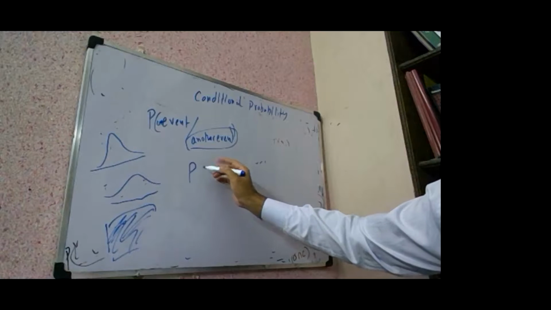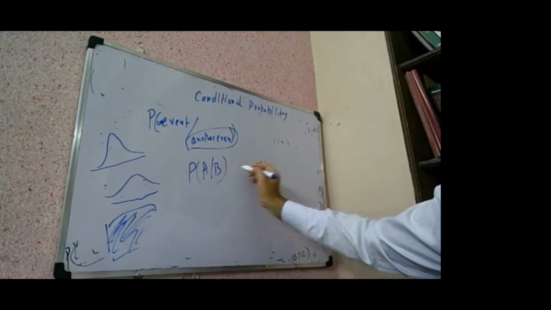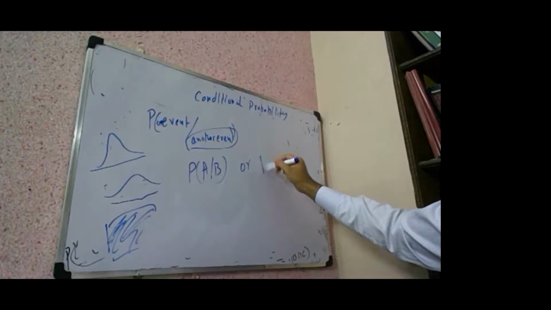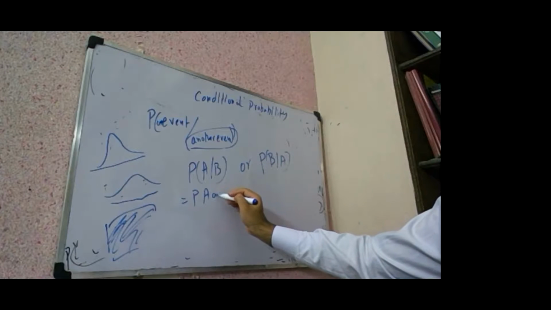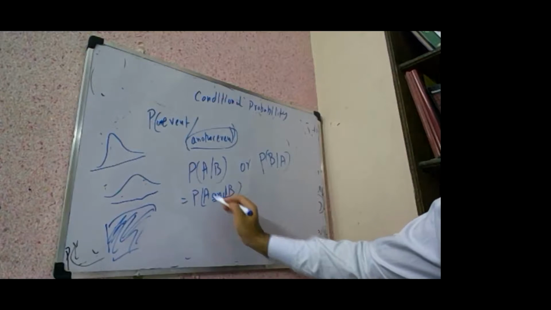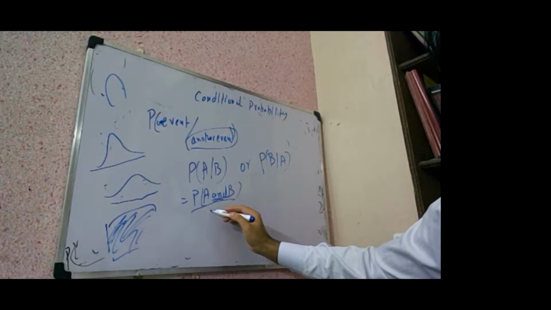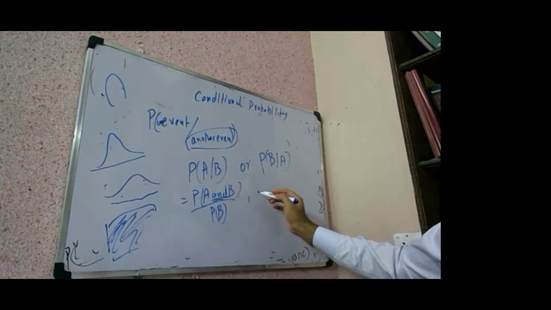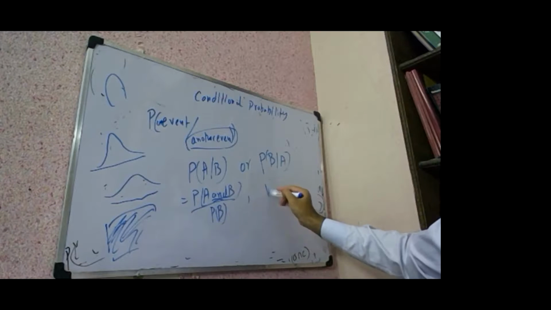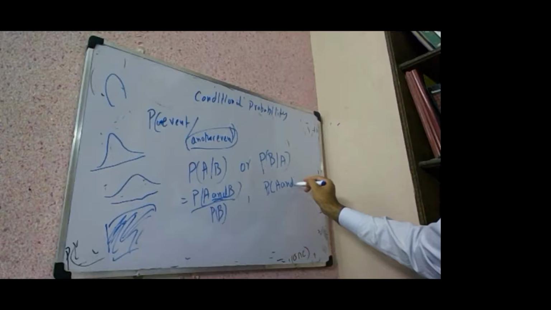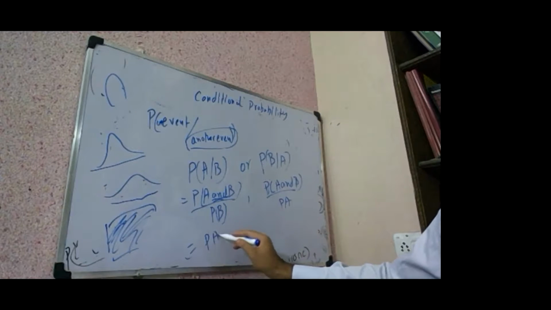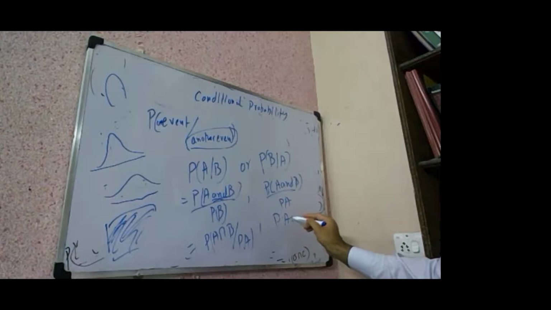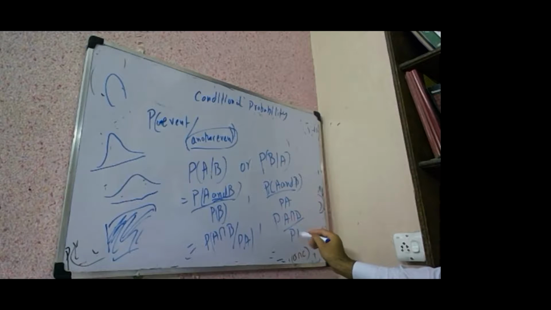Mathematically, it's given as A given B, or in another way, depending on what outcome you are looking for, B given A. And it can be given as probability of A and B. Remember, in probability, what does "and" mean? Intersection. Divided by probability of B. In this case, the denominator is the same. So you need to calculate A intersection B upon probability of A, and A intersection B upon probability of B.